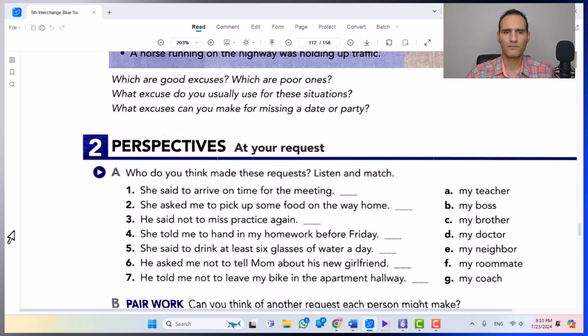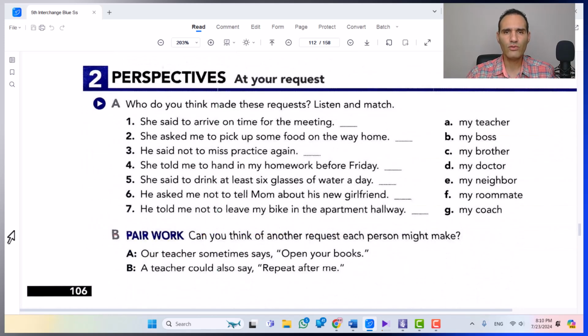Now, exercise 2 and perspectives at your request. So, who do you think has made these requests? Request 1 to 7, and here people A to G. My teacher, my boss, brother, doctor, neighbor, roommate, or coach.